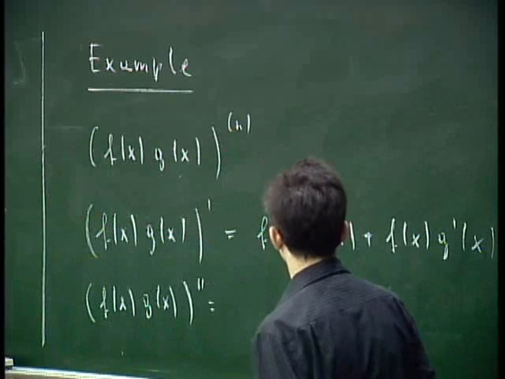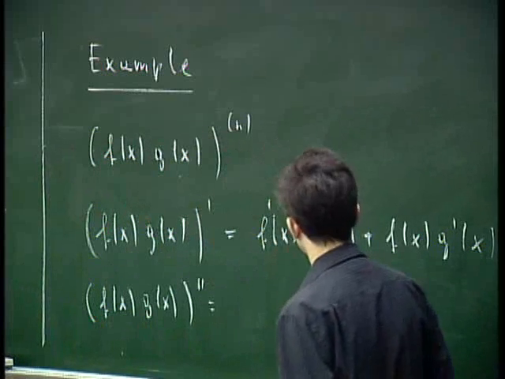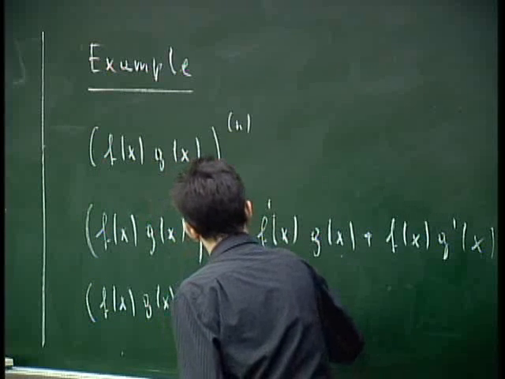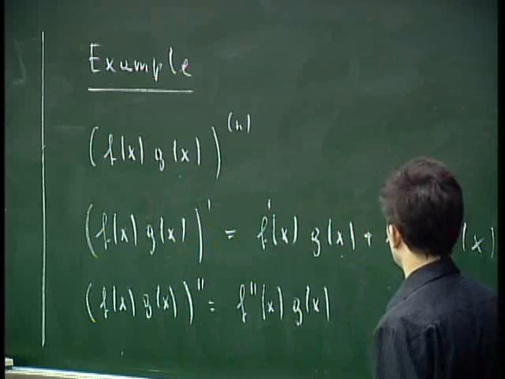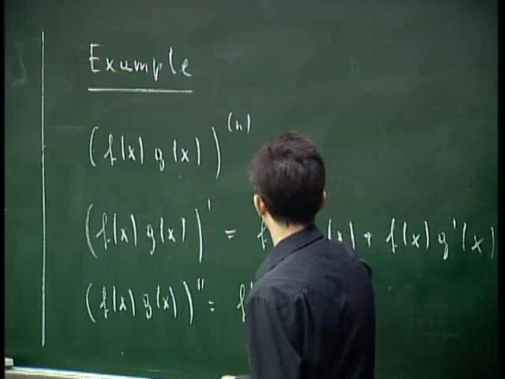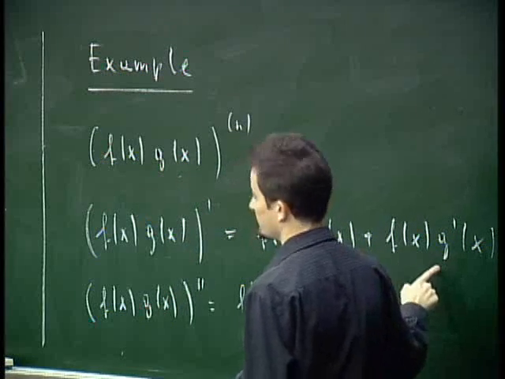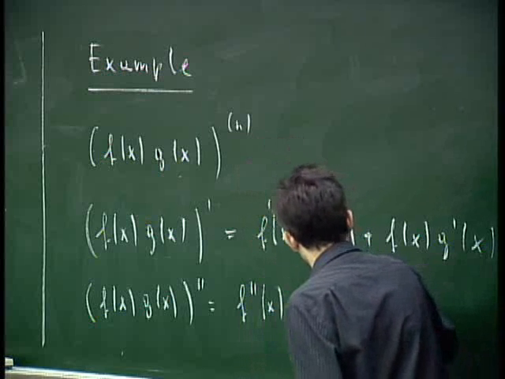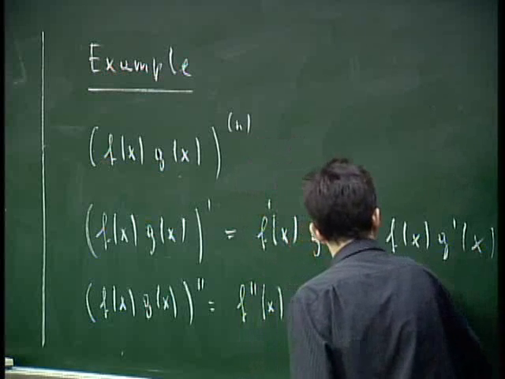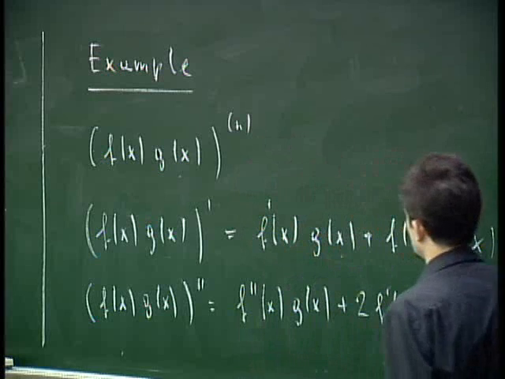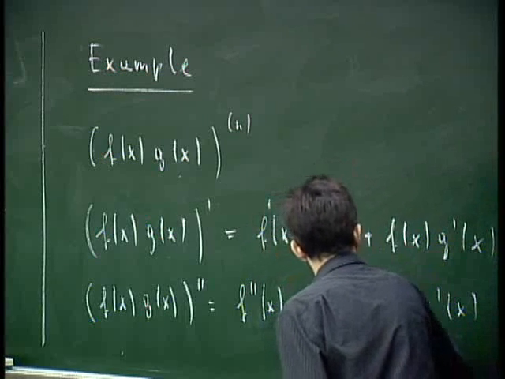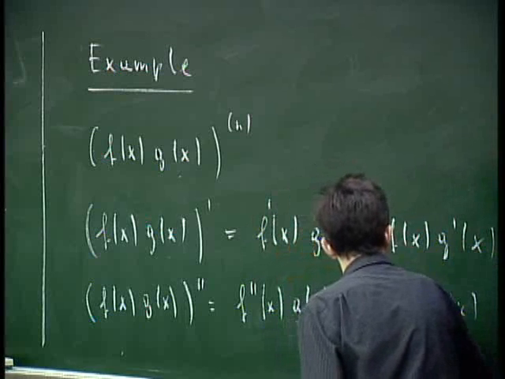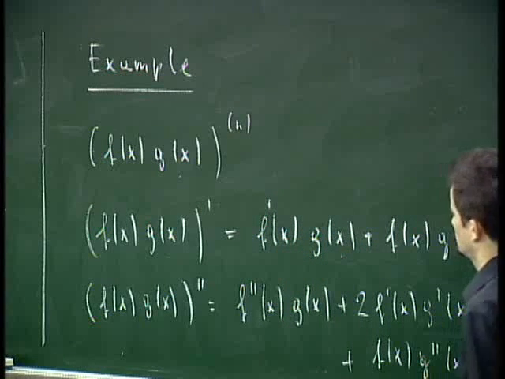Now let's look at the case where n is equal to 2. So we have to take the derivative here once more. We see this is the second derivative of f times g of x. Then we have the first derivative of f times the first derivative of g, but the same will appear here, so we have it twice, plus twice the first derivative of f times the first derivative of g, plus the function f of x times the second derivative of g of x.